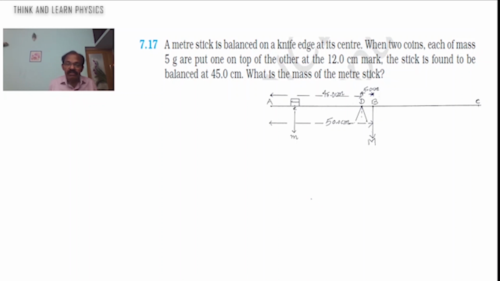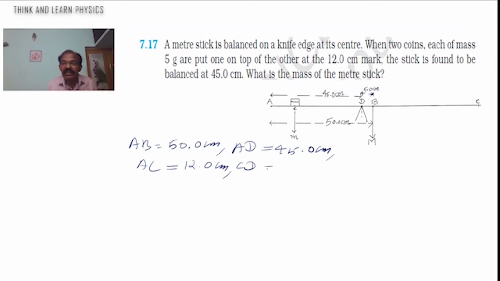Now we can write down various distances from the figure. Clearly AB equals 50.0 centimeter. AD is the new balancing point and it is equal to 45.0 centimeter. Clearly AC is the point at a distance of 12.0 centimeter from the point A.